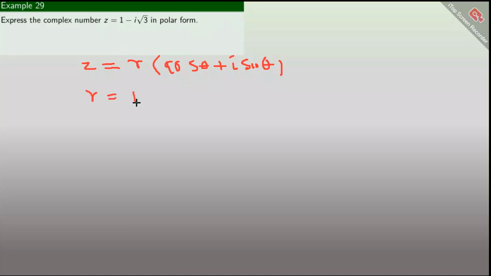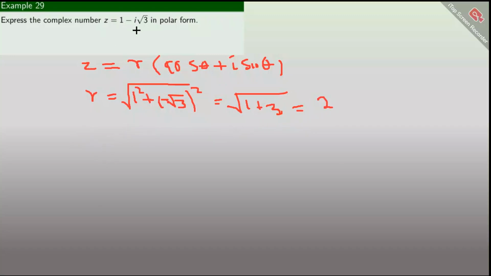So it would be 1 squared, and negative root 3 squared. The negative will always be positive. The root on that side is going to cancel, so it will be 1 plus 3, which is 4. Root of 4 is 2. That is the modulus.